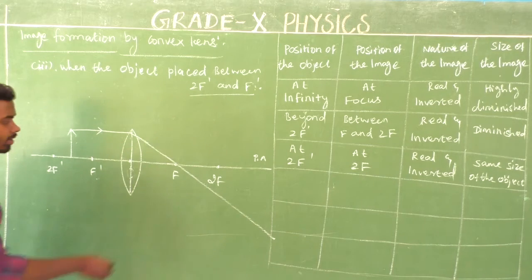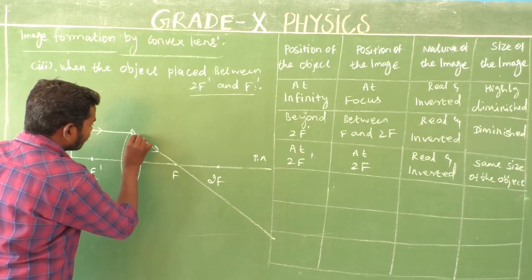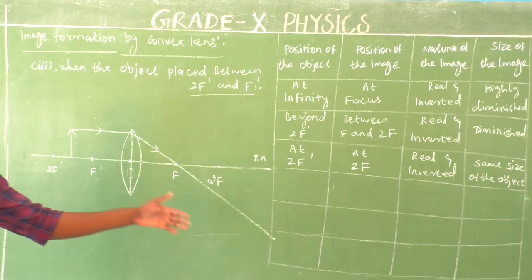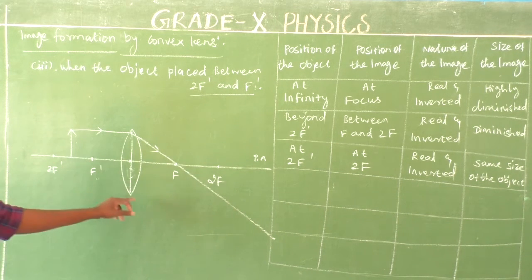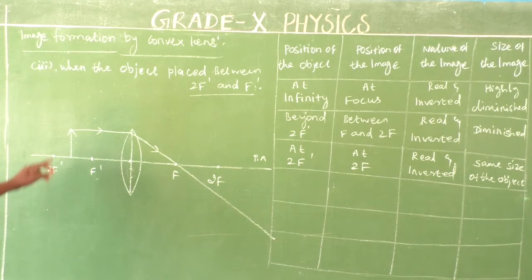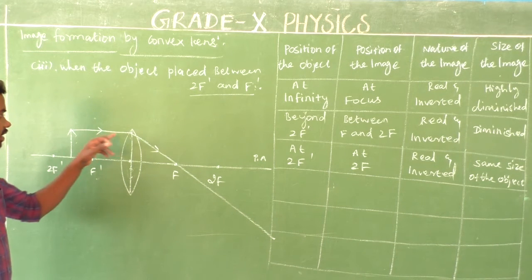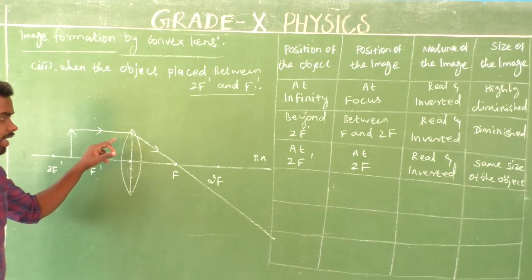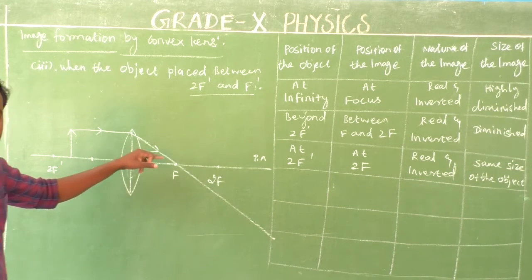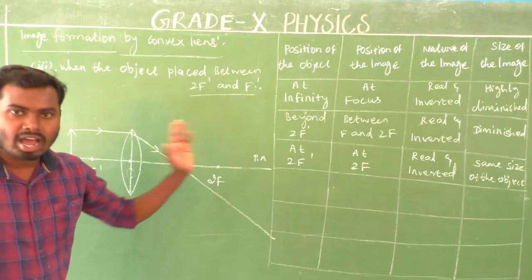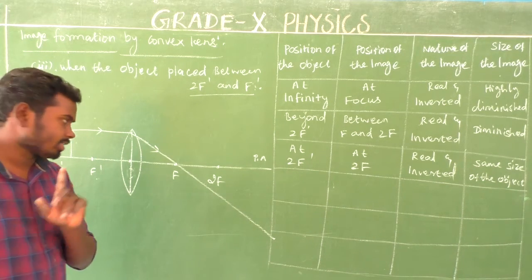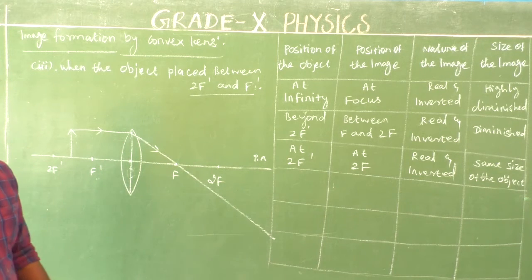So that refracted ray, what ray is it? This is the refracted ray. The refracted ray passes through its focus. Very simple. Can you see this clearly? So consider a ray of light parallel to the principal axis. It will pass through its focus on the other side after refraction through the convex lens. So the first ray is completed.